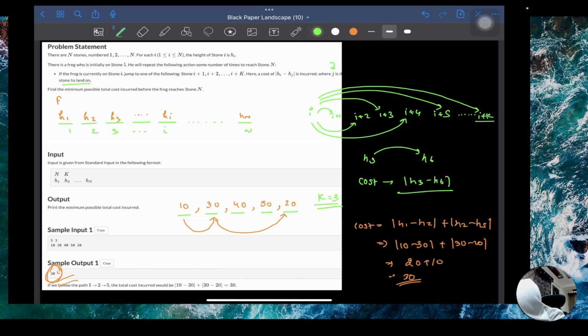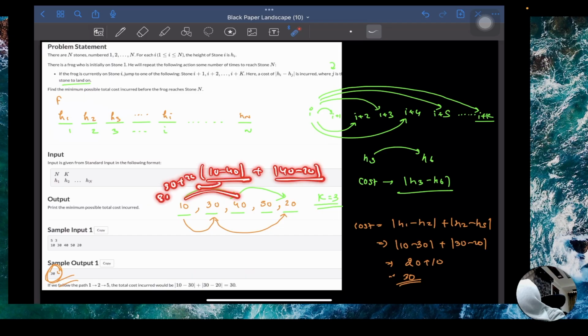For example, let's try any other way. Let's say you go from 10 to 40 and then 40 to 20. In this case, the cost is going to be the absolute value of 10 minus 40 plus the absolute value of 40 minus 20. This is what? 30 plus 20. This is 50. 50 is far more than 30.